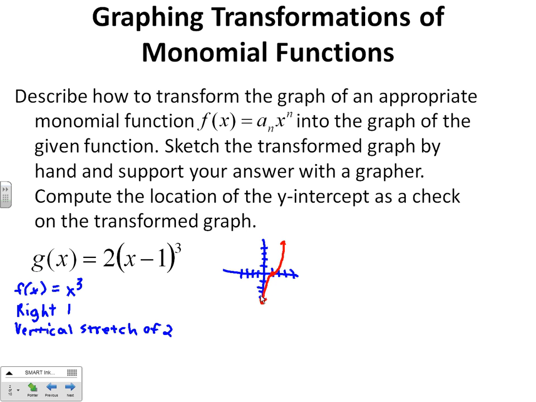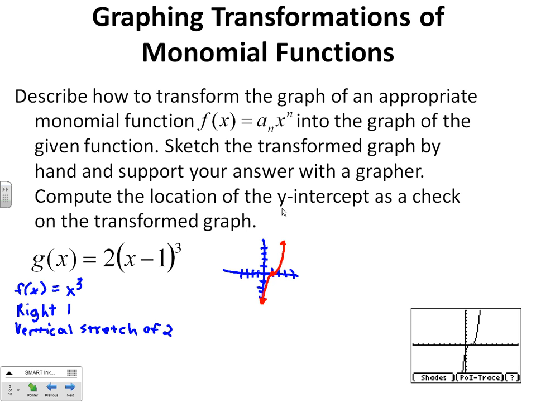You can also use plugging in points to help you graph this if you want a more accurate graph. And if we were given a graph to put this on that had grid lines and stuff, then we'd want to make it a much more accurate graph. It says to check it with a grapher, so I graphed this and then saved the image, and see, look, it looks like we did it right. We moved over 1 and then we drew our x cubed graph with a stretch of 2.